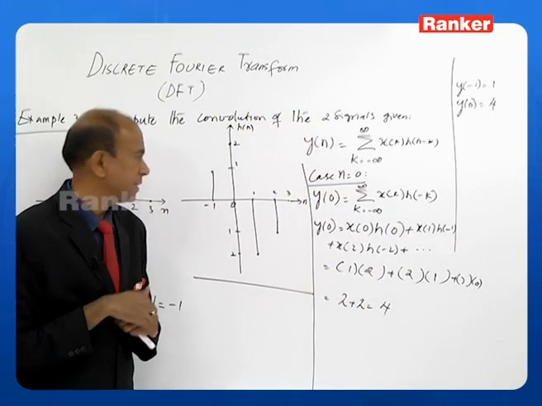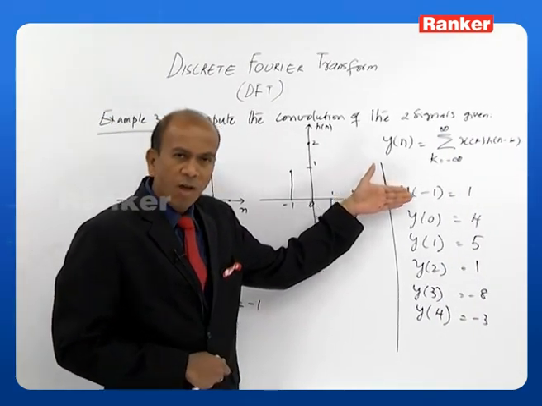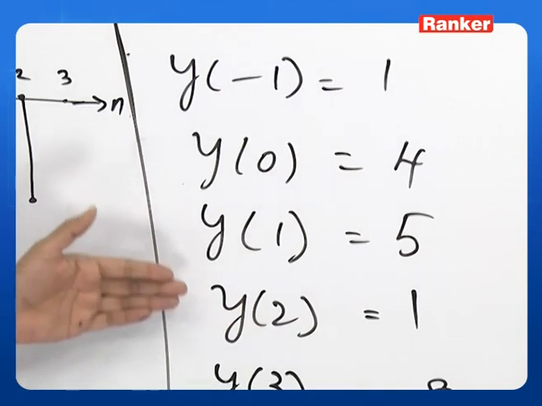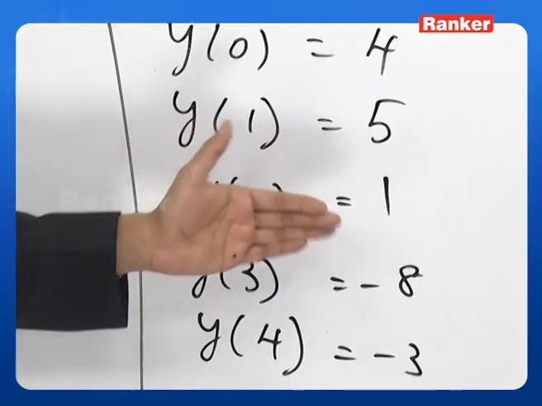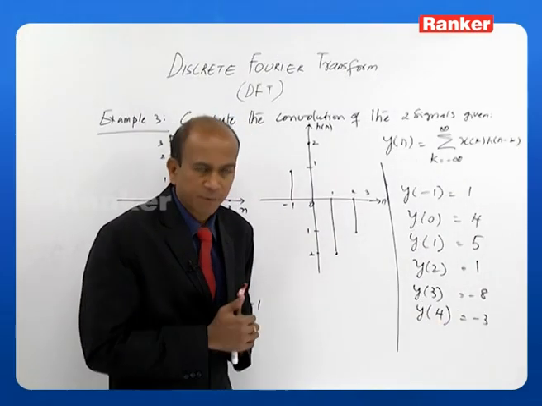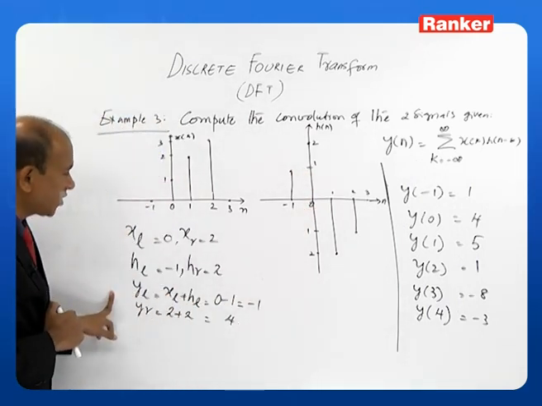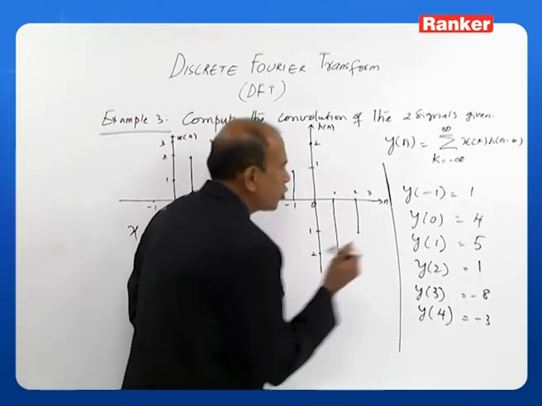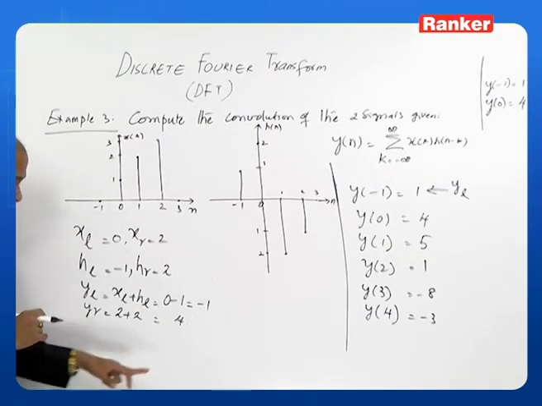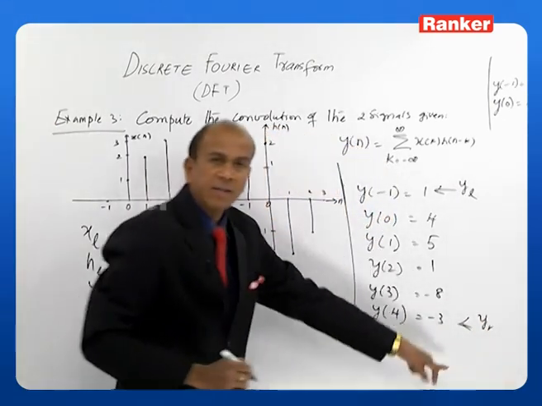This is the second case. Now, on similar lines, y of minus 1 has been calculated and found to be 1, y of 0 is found to be 4, y of 1 is calculated to be 5, y of 2 is 1, y of 3 is minus 8, and y of 4 is minus 3. Now, let us plot this. If you look at y, the lowest value is minus 1, so this is going to be our YL, and what is YR? 4. So, this will be my YR. So, the range has been satisfied.